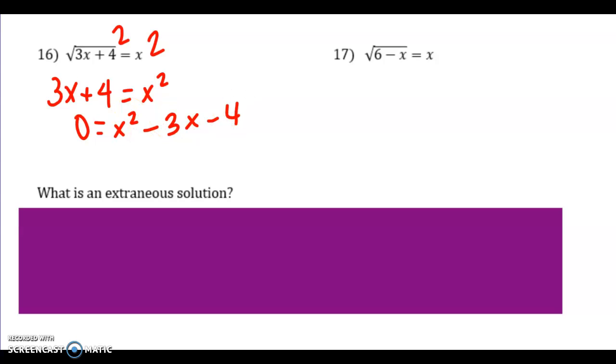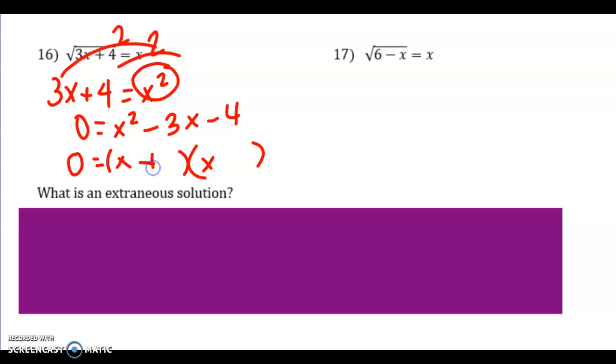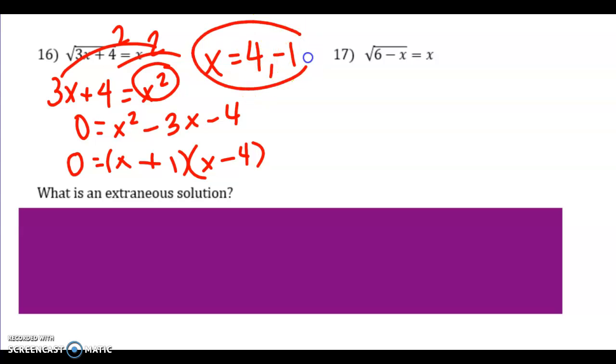Now you're going to notice I'm moving them all to the right because I don't want that x squared to be negative. So if I move everything over this way, that front number just stays positive. That's what we want. Okay, so we've got 0 equals, we're going to do 2 sets of parentheses. I've got my x and my x. Remember my negative 4, which means I have a positive and a negative. Since it's a negative 3, I want a negative 4 and a positive 1, which means my answers are going to be a positive 4 and a negative 1.